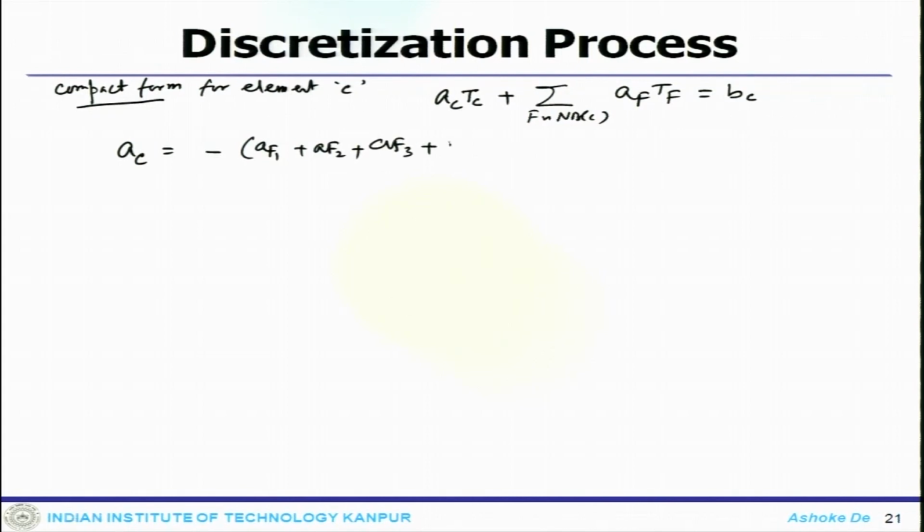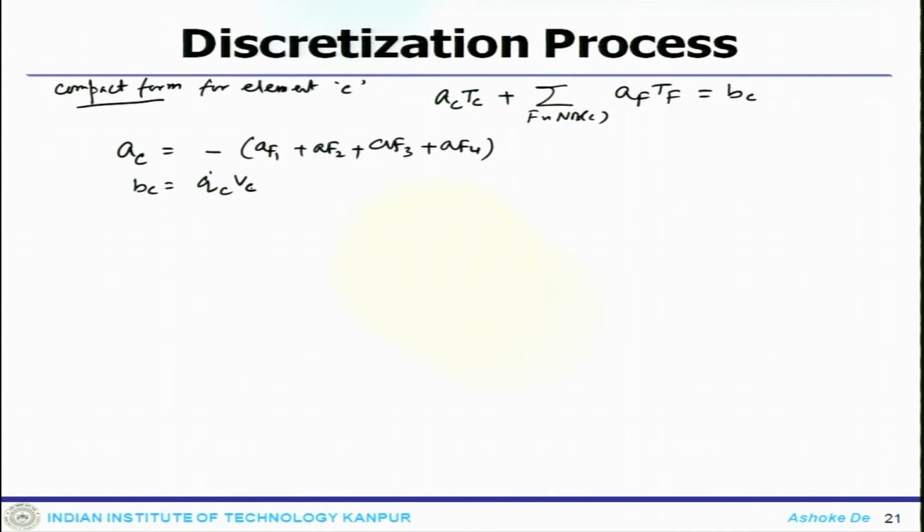what I can write is A_C T_C plus summation of capital N A_F T_F equals B_C, and in this A_C is nothing but minus A_F1 plus A_F2 plus A_F3 plus A_F4, okay, and B_C is Q dot_C b_C. Okay.